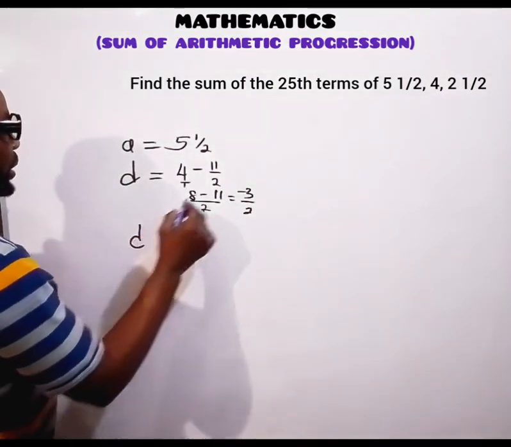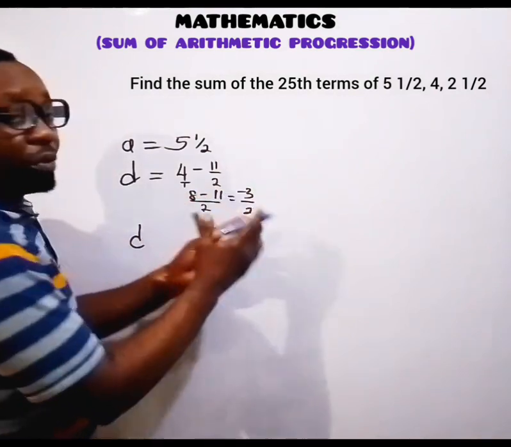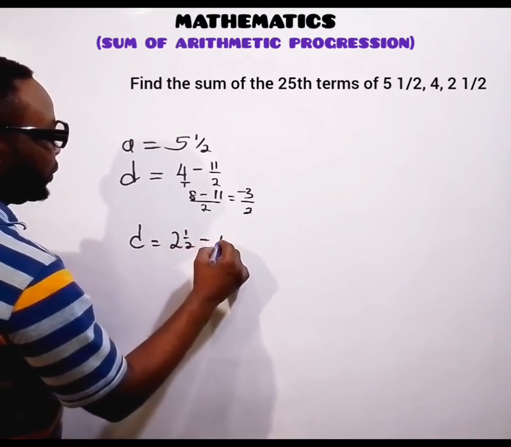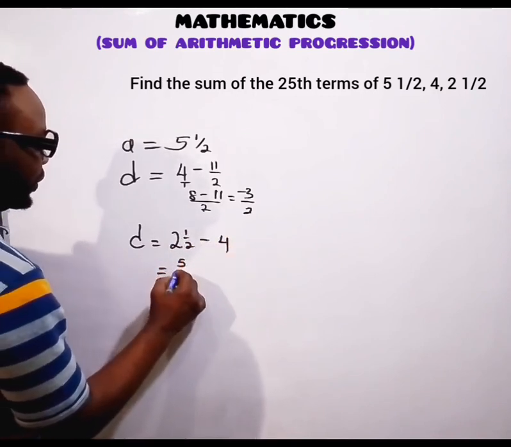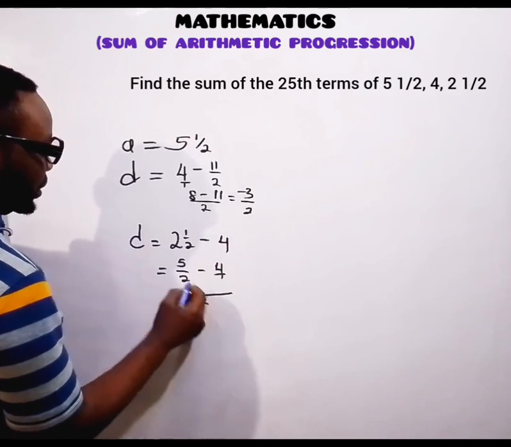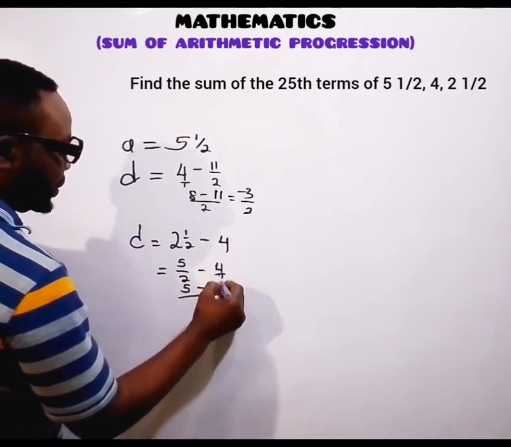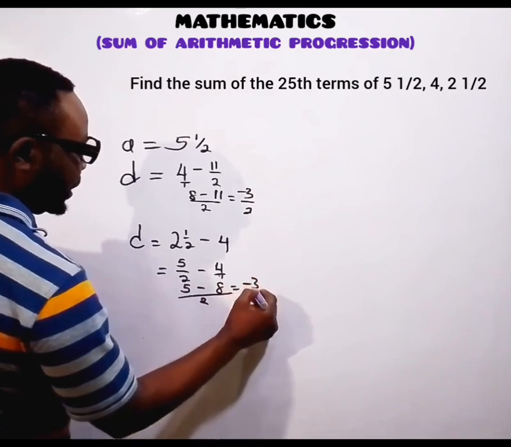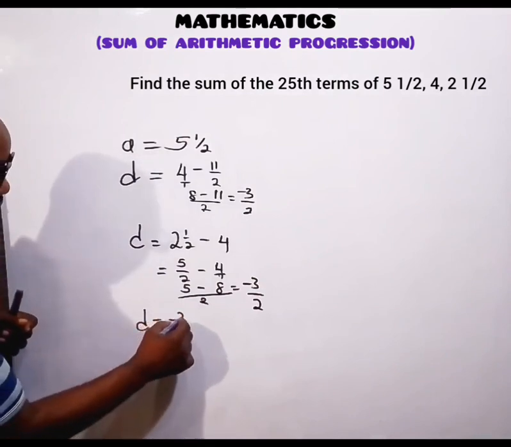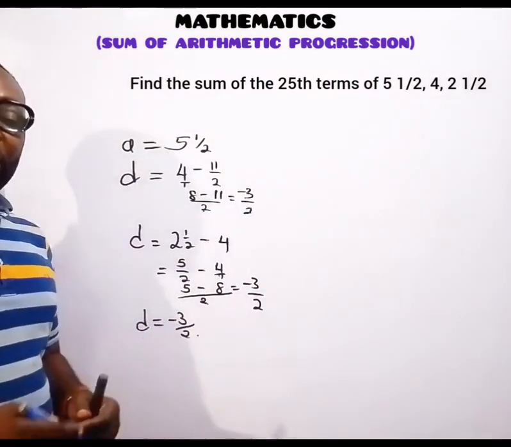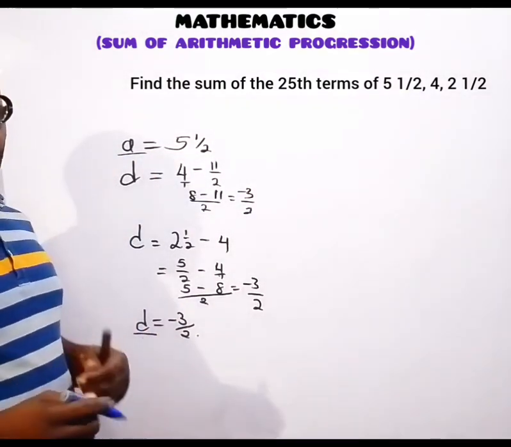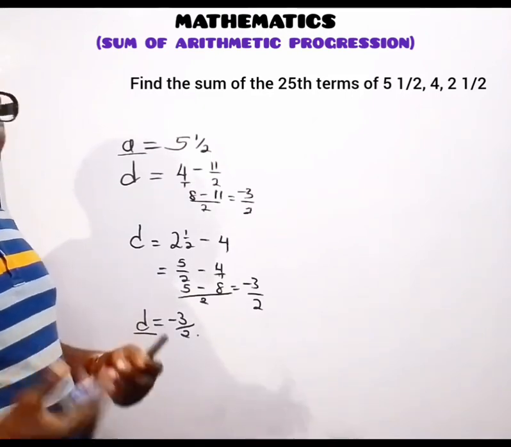So let's now look at the second term subtracted from the third term, which is going to be equal to 2 whole number 1 over 2 minus 4, which is equal to 5 over 2 minus 4, and the LCM is 2, 5 minus 8. That will be equal to minus 3 over 2. So it is obvious that our common difference is equal to minus 3 over 2. After we have gotten our common difference, we have the value of our first term and the value of our common difference. Now, I think we can go ahead to solve for the 25th term.